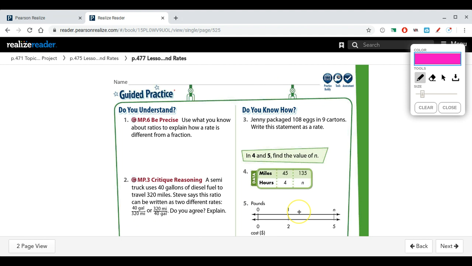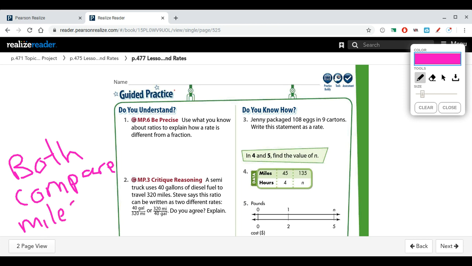These work as rates, okay? So both are correct because they both compare miles to gallons. Even though they're flipped around, they both compare miles to gallons, so I can write that ratio as two different rates, but the comparison stays the same.